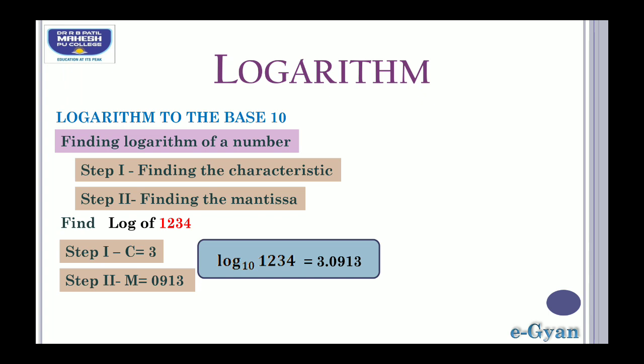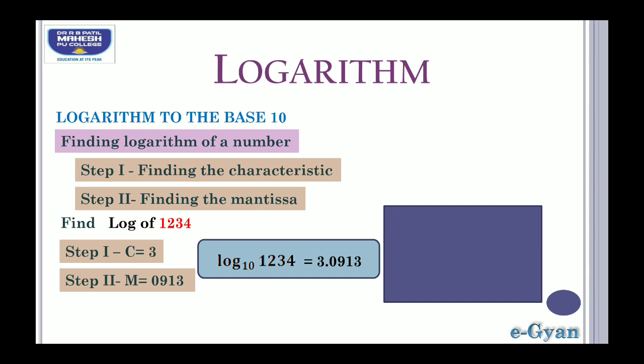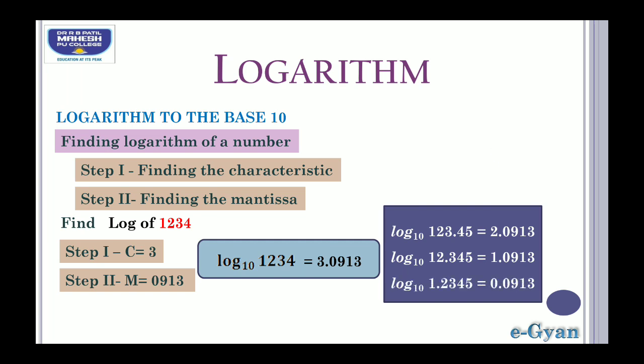Now to make you understand, let us write a few more. Logarithm of 123.45 is 2.0913. Logarithm of 12.345 to the base 10 is 1.0913. Logarithm of 1.2345 to the base 10 is equal to 0.0913.